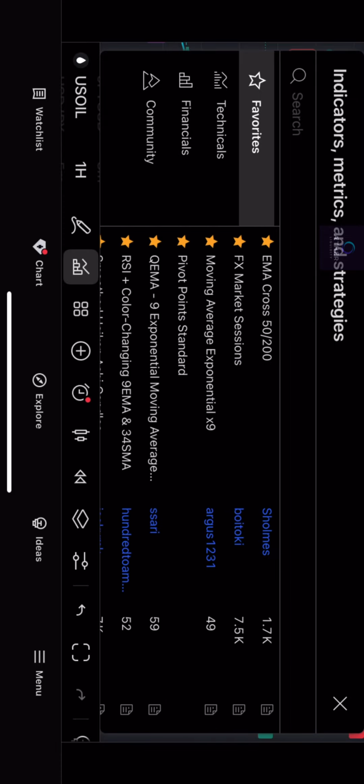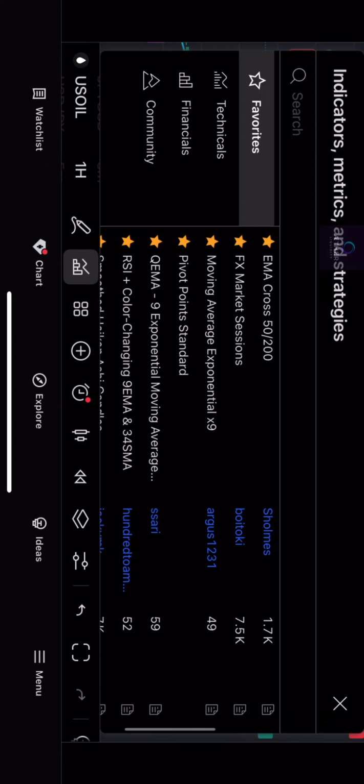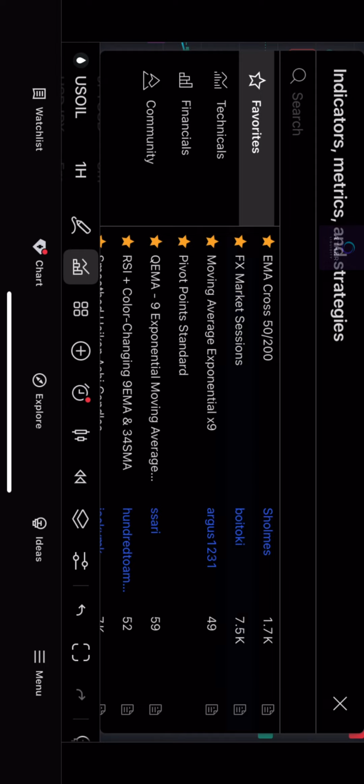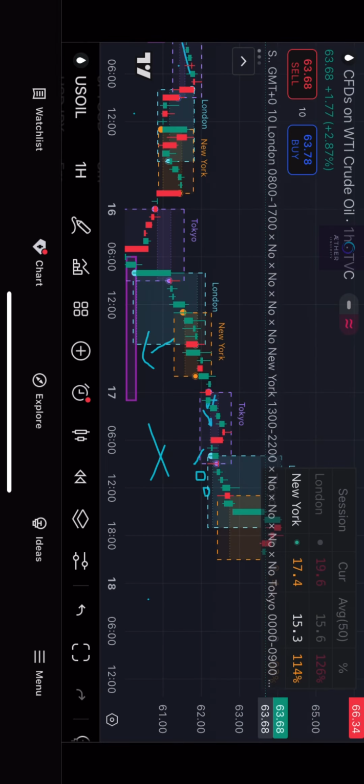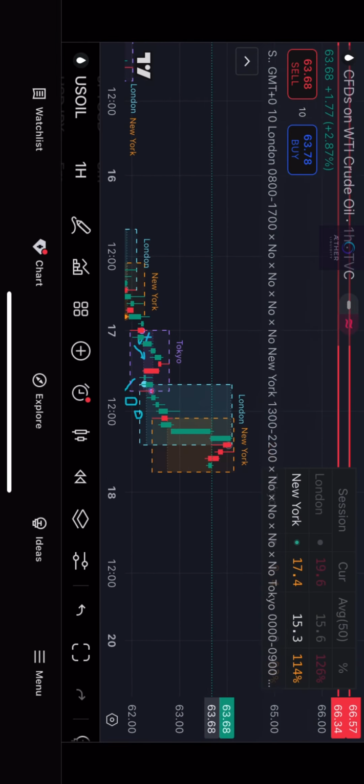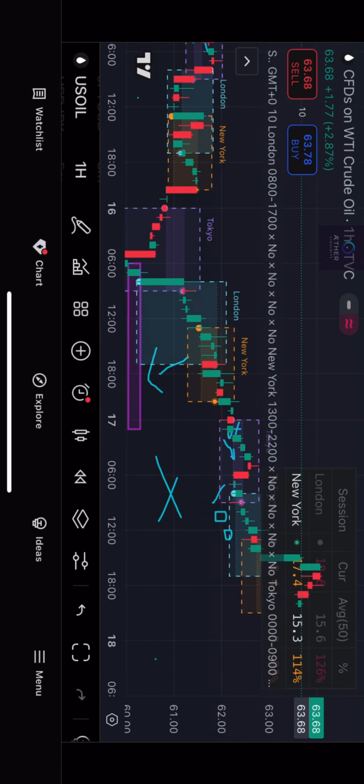Pro tip, never enter 30 minutes before New York opens. That's when smart money creates fake moves to hunt SLs. Instead, wait 1 hour after New York opens, that's your window.